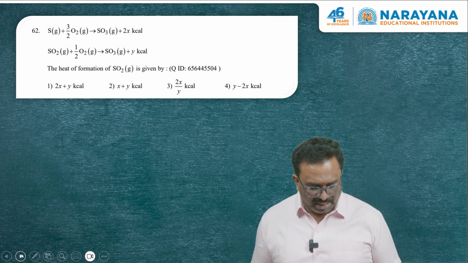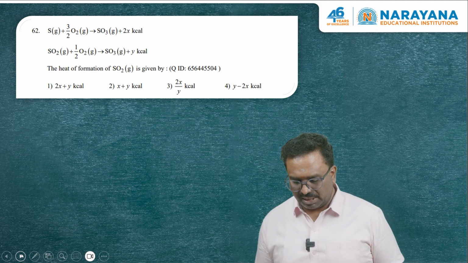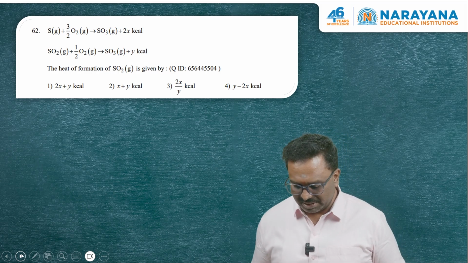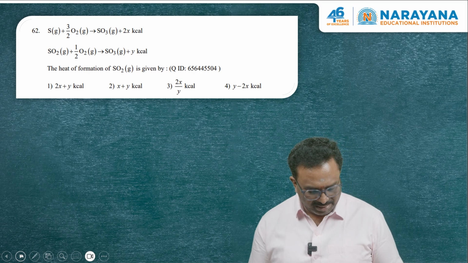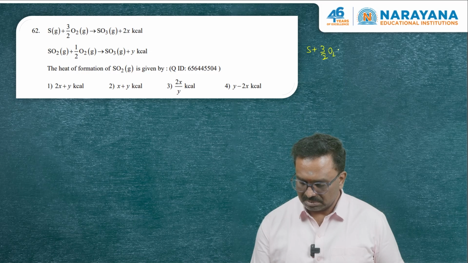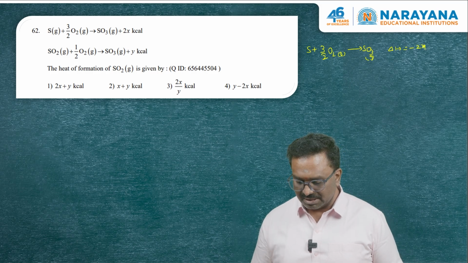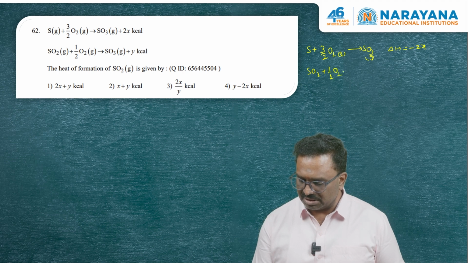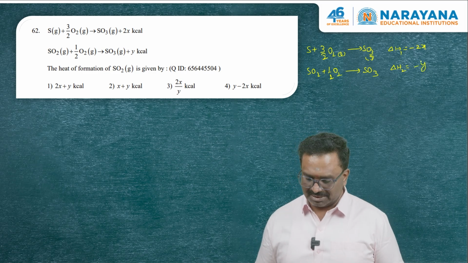See, sulfur by the reaction with oxygen forming SO3 plus 2x was given. We should be more careful about this one. Here, what happens is sulfur with gaseous oxygen forms SO3 gas, delta H is minus 2x because it is an exothermic reaction. And further SO2 with oxygen forms SO3. Here delta H2, let us call it, is minus y kilocalories.